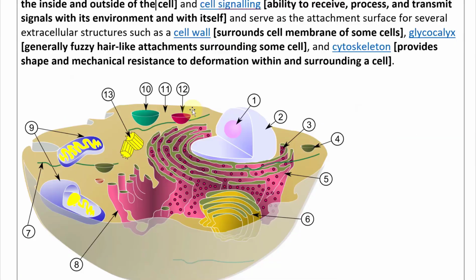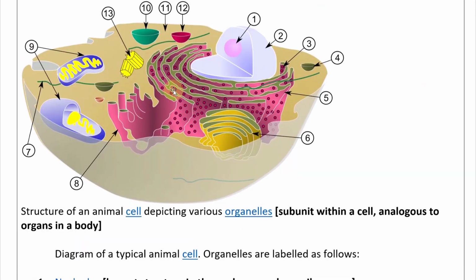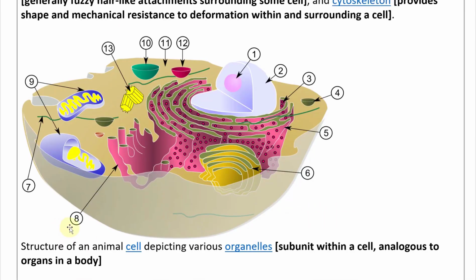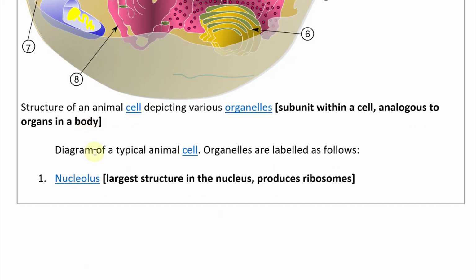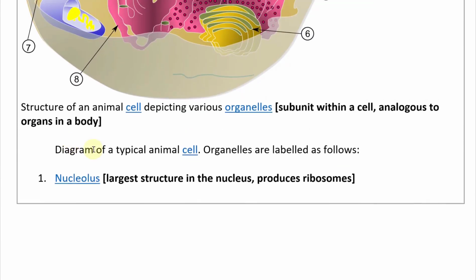So yes, a lot of technical terms in here. So going further, here's a general structure of an animal cell depicting various organelles, which are subunits within a cell, analogous to organs in a body. So here is just a general overview of the different stuff inside. Now let's look at each one of these and also some electron microscope images of them. So a diagram of a typical animal cell, organelles are labeled as follows.